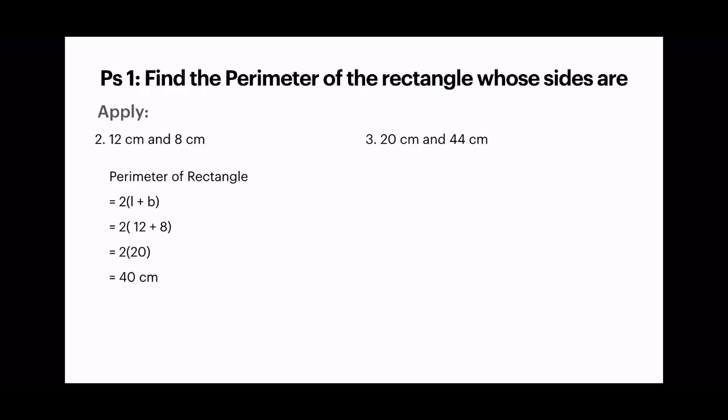Now let us do the third sum. Third sum, sides are 20 centimeters and 44 centimeters. So the perimeter of the rectangle is 2 into (L plus B), which is equal to 2 into (44 plus 20), which is 2 into 64, which is 128 centimeters.